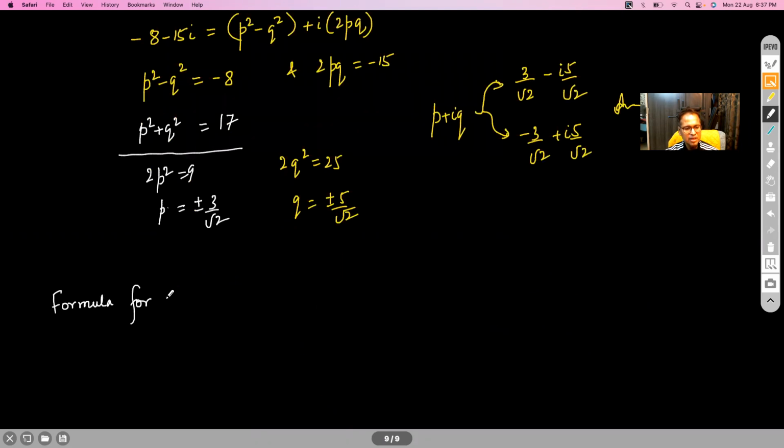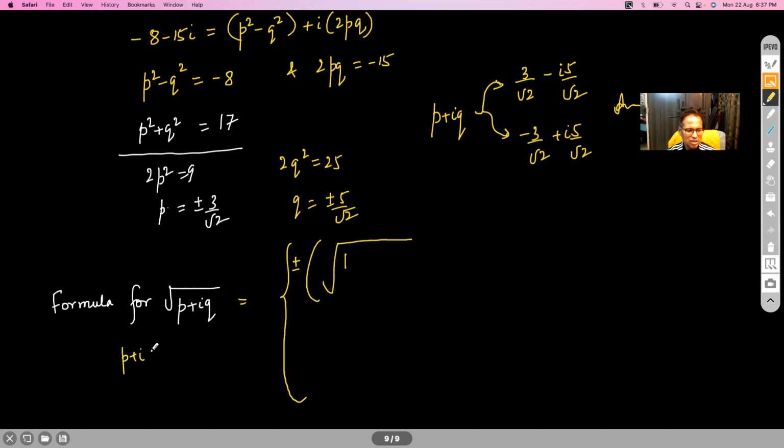Formula for the square root of P plus iQ. The formula is plus minus under root of mod of this complex number. Whatever complex number is P plus iQ, let's call this complex number Z. Mod of that complex number, we all know how to find mod, right? Plus the real part of that complex number, so add the real part of the complex number to mod of that complex number, divided by 2.